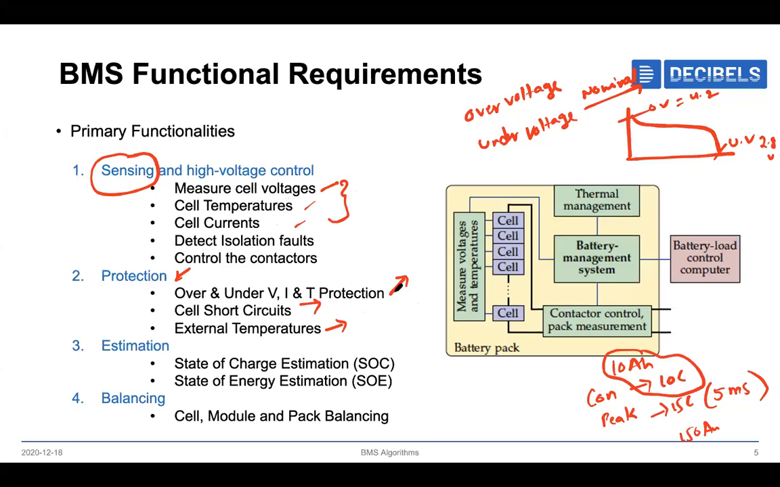Okay, and the third one is the estimation functionality of the BMS. Here we have to estimate SOC and SOE, state of charge, because state of charge is very, very important in the cell. Every parameter of the lithium ion cell, whether it is internal resistance, terminal voltage, open circuit voltage, or the dynamic resistance, each and everything is a function of state of charge and temperature. So if we are not estimating proper state of charge, then we are not properly estimating other things also, right? That's the reason we have to estimate accurate SOC.